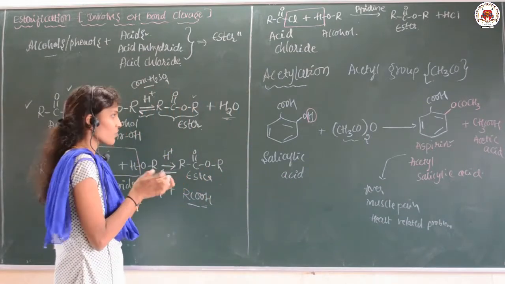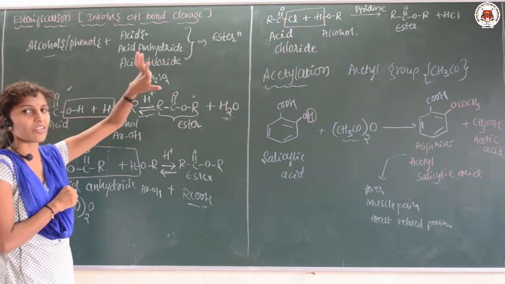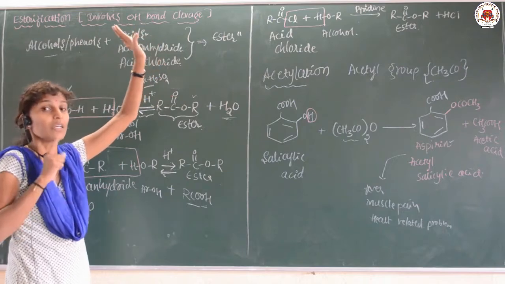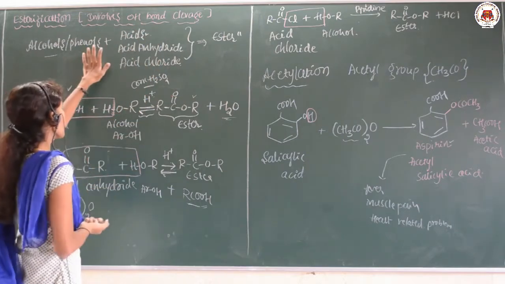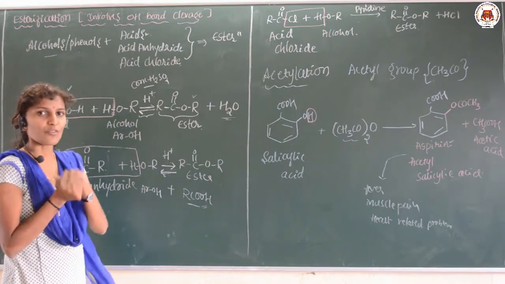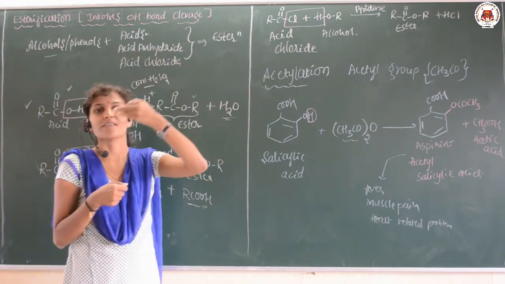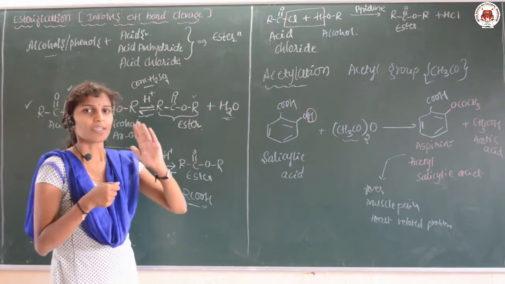So in this particular class we are discussing the last bit, the reaction involving the OH bond cleavage. First one is reaction with the active metals, which we have discussed, and one more category is esterification. Here there is a formation of the ester. How is it formed? When the alcohol or phenol is treated with acid, acid anhydride or acid chloride, there is a formation of the ester.